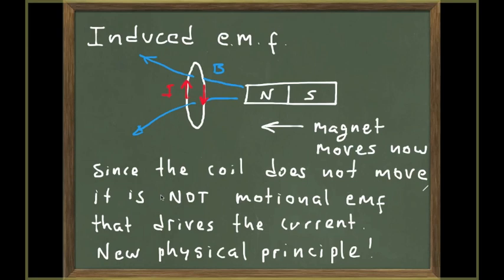The observation that there is a current flowing here cannot be explained by motional EMF because the charges inside the coil are not moving. I said I'm going to leave the coil stationary. It is the magnet that is moving. So there has to be something else that can explain that, some other physical principle going on. To understand that, we're going to have to start with the idea of magnetic flux.